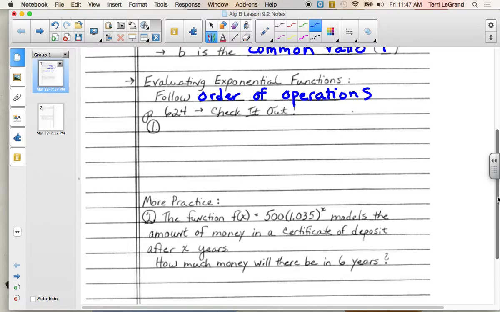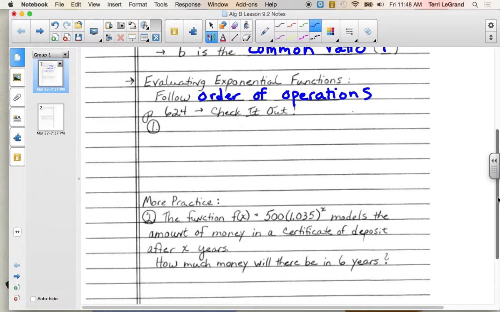So again, your book is actually a resource also, so they have some example problems worked out in your book. And then we're going to practice some of the extra ones they give us below the example. So we're going to do the check it out problem that's below the example.